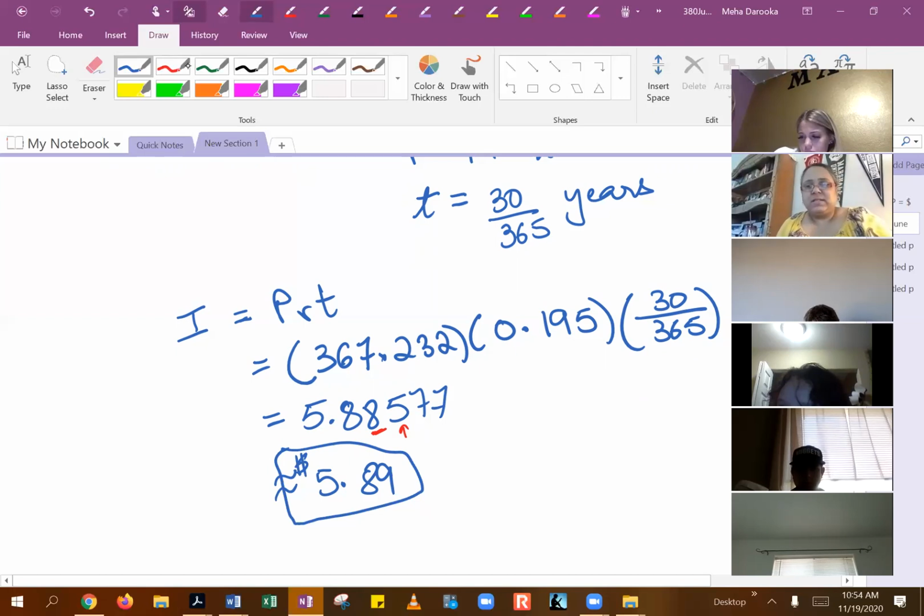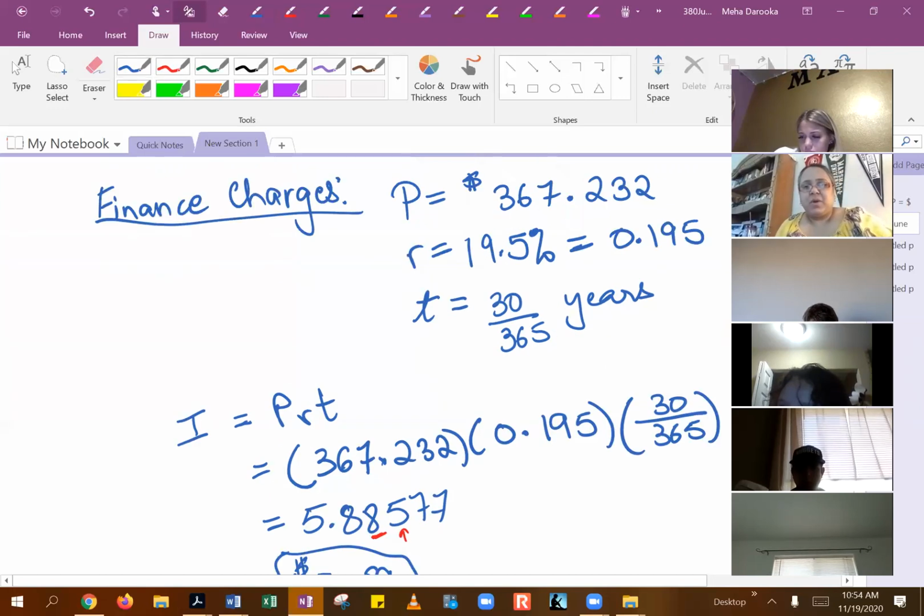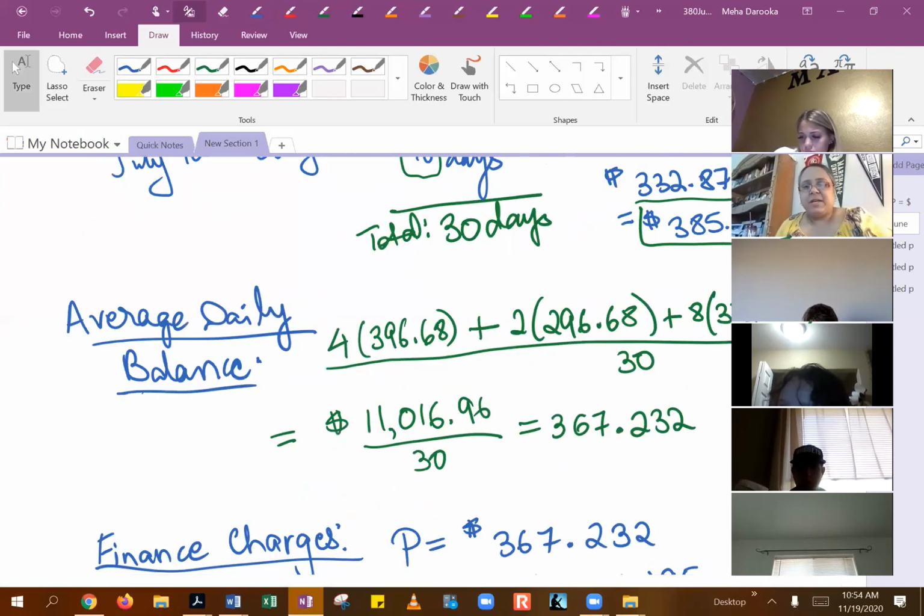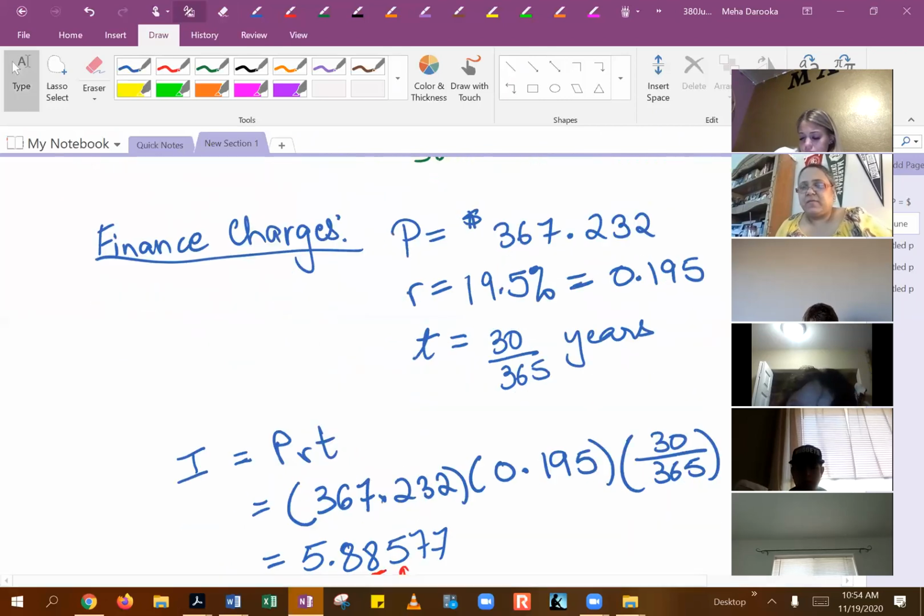So questions on the second half of the problem where we calculated our average daily balance and then calculated our finance charges. Did anybody have any questions on that?